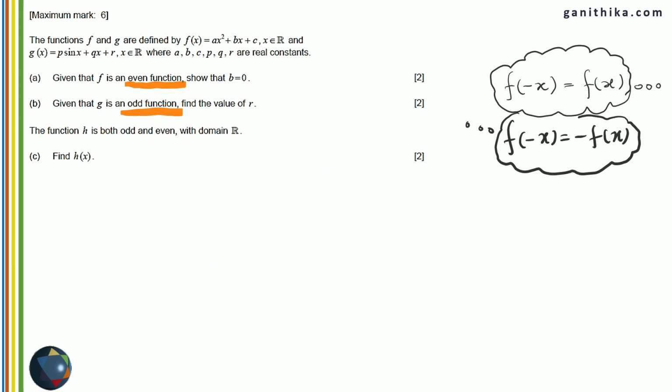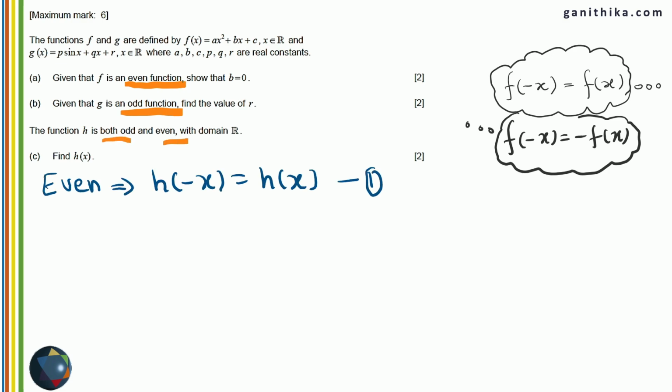Before going into question C, we are given that the function h is both odd and even. So we have both the conditions together for h of x. Combining them together, for an even function, h of minus x is equal to h of x.